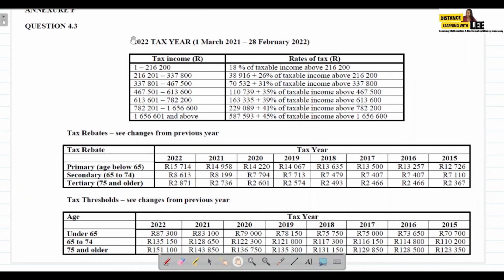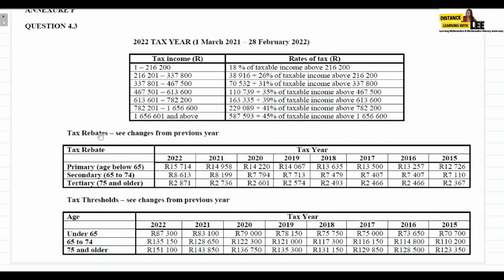So this is our Annexure F, right? And Annexure F basically shows your taxable income as well as the rates for tax that are charged for the 2022 tax year, right? And the 2022 tax year is the financial period from the 1st of March 2021 to the 28th of February 2022. Okay, we are also given a tax rebate table, right, for the years 2022 to 2015, right?